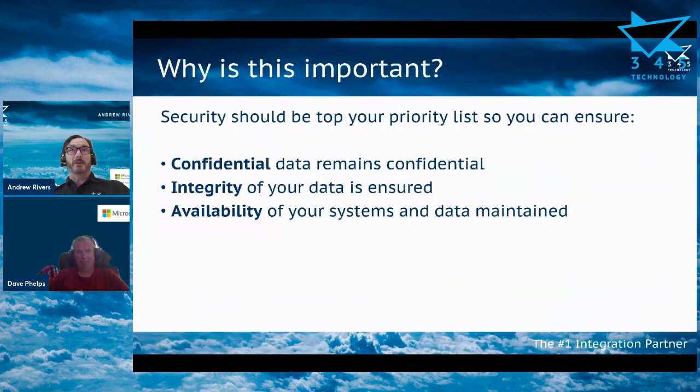So why is security important? It almost goes without saying that security is top priority. And one of the things that we talk about is the CIA model, which is just an acronym that everyone can remember. That's about making sure confidential data remains confidential, that it doesn't get intercepted at rest, and it doesn't get intercepted in transit. The integrity of that data is ensured, so no one's tampering with it. It doesn't get corrupted. It doesn't get deleted.